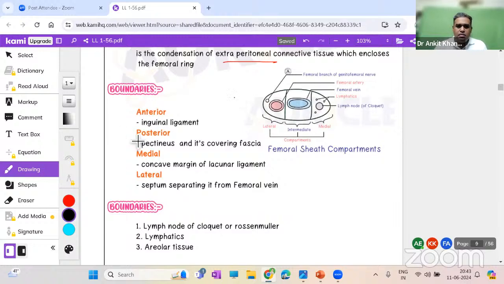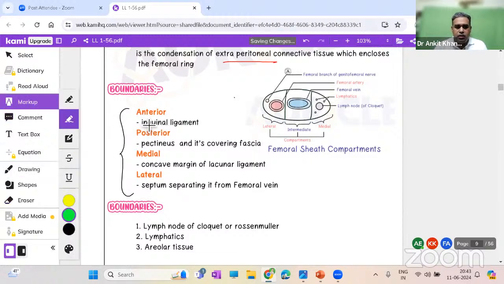So anteriorly, posteriorly, medially, laterally, four boundaries over here. Anteriorly, we have what? The inguinal ligament. Posteriorly, we have the pectineus. So remember, P for posterior, P for pectineus. Medially, we have the lacunar ligament, the continuation of the inguinal. And laterally, you have the femoral vein, with the septum separating it. Okay, we'll go through it.